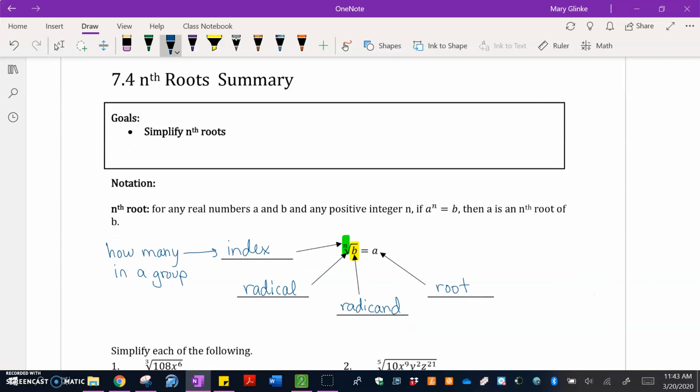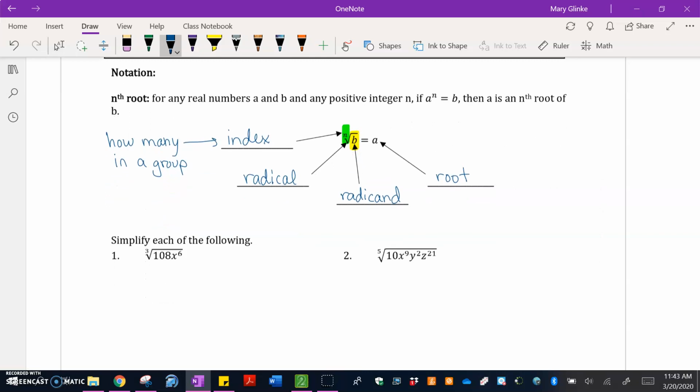So what we're going to do here is look at a couple of examples. We're going to start changing the number on the outside of that radical symbol. Again, that is called your index. And the key thing with that is it tells you how many in a group you are looking for. So we're going to treat numbers differently than variables. First, let's look at this number.